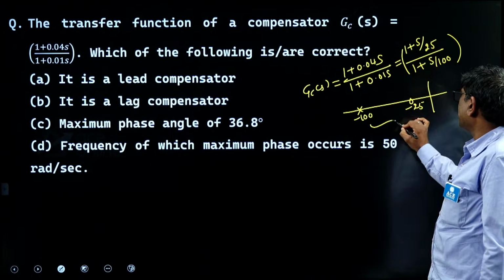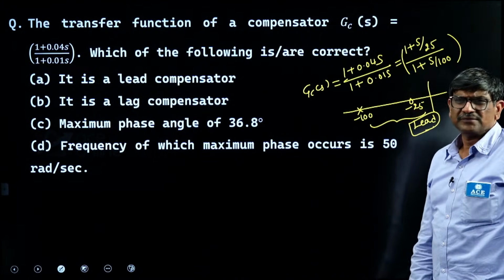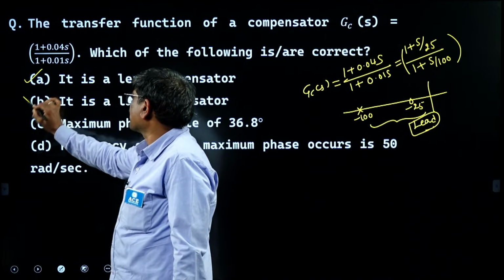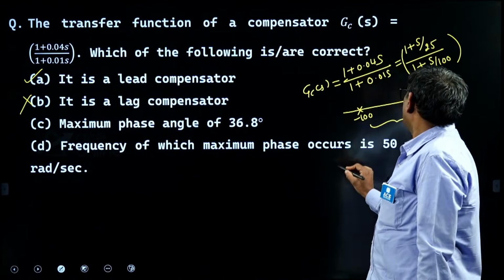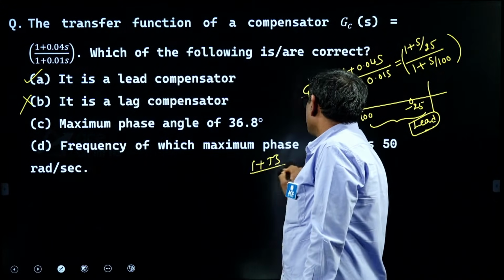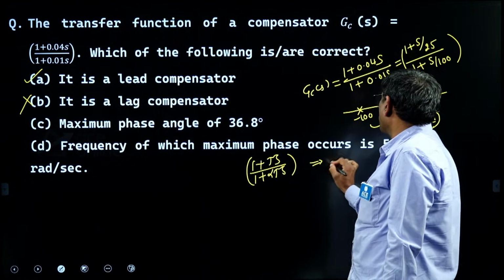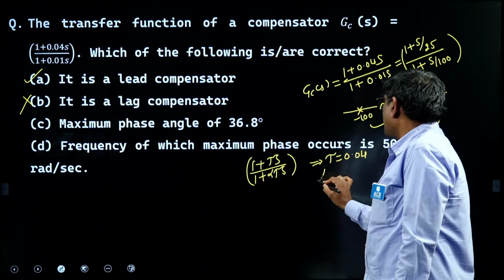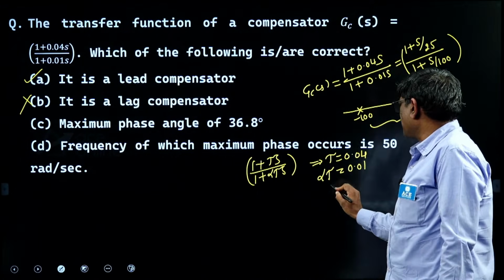So that means it is a what? Lead compensator. First zero means lead. It is a lead compensator. Yes or no? So option A is correct. So the second one is wrong. Next, find the frequency and phi m. Compare with the standard form (1 plus tau s) by (1 plus alpha tau s). If you compare it, tau equals what? Tau equals 0.04. Alpha tau equals how much? 0.01.